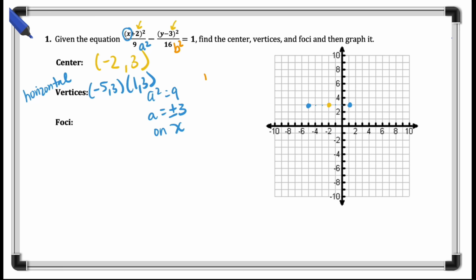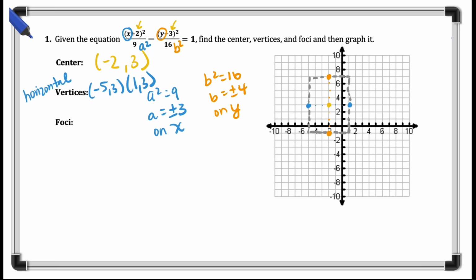Now, you have b squared here, so b squared is 16, so b is plus or minus 4. Now you are on the y, so you're going to go plus or minus 4 in the y direction, so up or down. So 1, 2, 3, 4. 1, 2, 3, 4. So now what you can do with this information is draw your box. Now we're going to make dotted lines connecting my blue and my orange dots here.